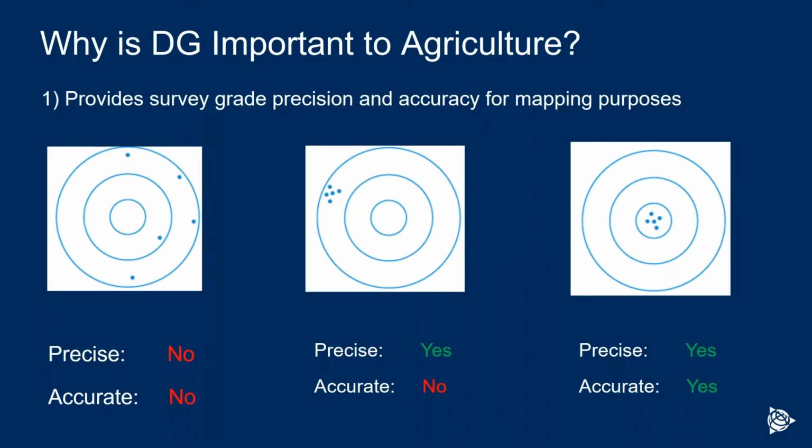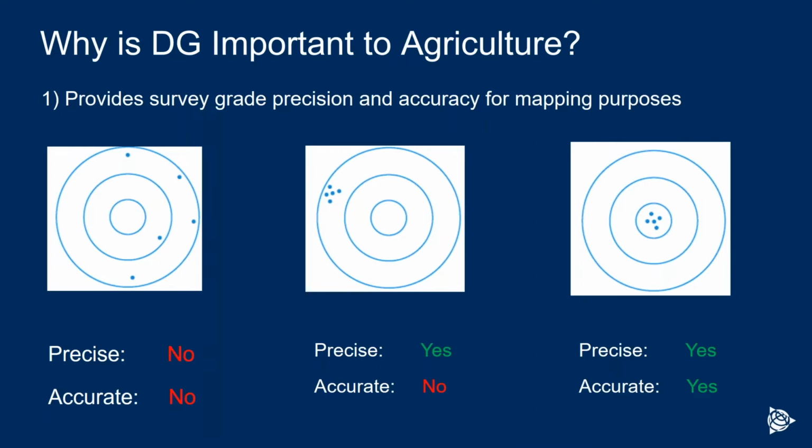So I want to take just a moment and discuss why DG is important to agriculture. There are really three reasons, or at least three that I've chosen to present, and I think there are more for sure. The top three reasons are basically the achievement of precision and accuracy. Of course, precision and accuracy are two different things. Precision is related to the grouping, say, for example, if you're shooting LiDAR data points, the grouping of those points. Accuracy is how well those points are positioned relative to where they're supposed to be on the ground.